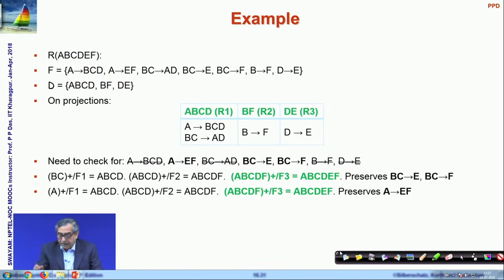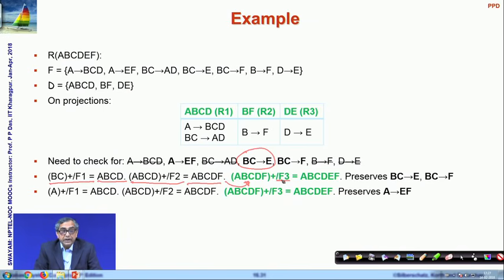So, what you do is something very simple. You want to check whether this is preserved. So, you start with the left hand side and compute the closure. The only difference is, you compute the closure first with the set of functional dependencies projected on R1, that is F1. The closure set that you get, you take that and compute its closure with respect to the second set of functional dependencies F2. The closure that you get, you take that and you compute the closure with respect to the third set of functional dependencies, which is on R3, and that is your final closure set.